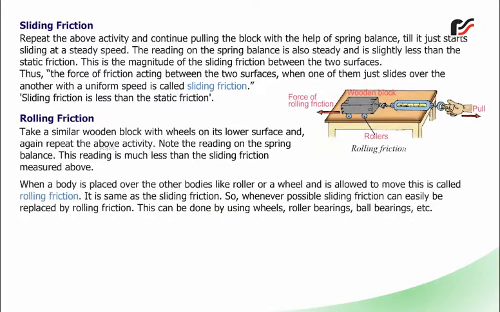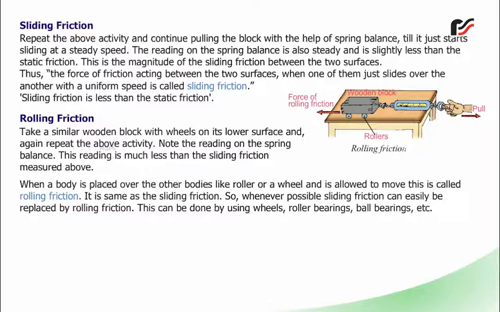Rolling friction. Take a similar wooden block with wheels on its lower surface and again repeat the above activity. Note the reading on the spring balance. This reading is much less than the sliding friction measured above. When a body is placed over other bodies like a roller or a wheel and is allowed to move, this is called rolling friction.